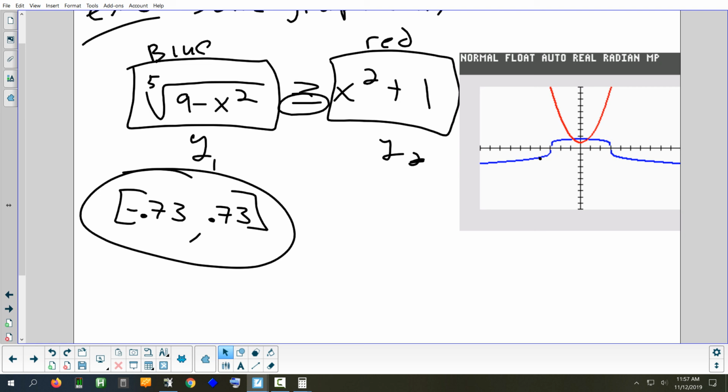Okay, so that's pretty much all we do with radicals. Showed you a little bit of graphing, a little bit of equation solving. But tomorrow we're going to look at our second to last type, which is exponentials.